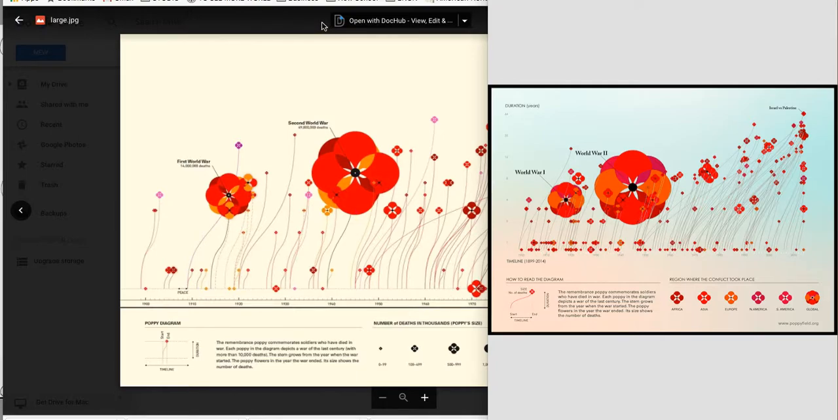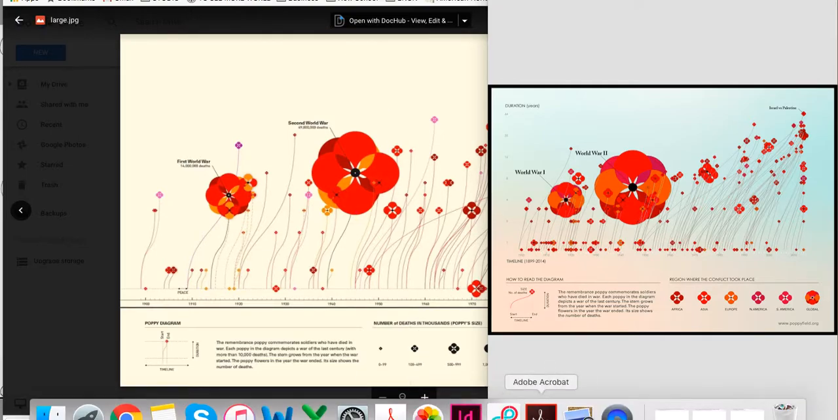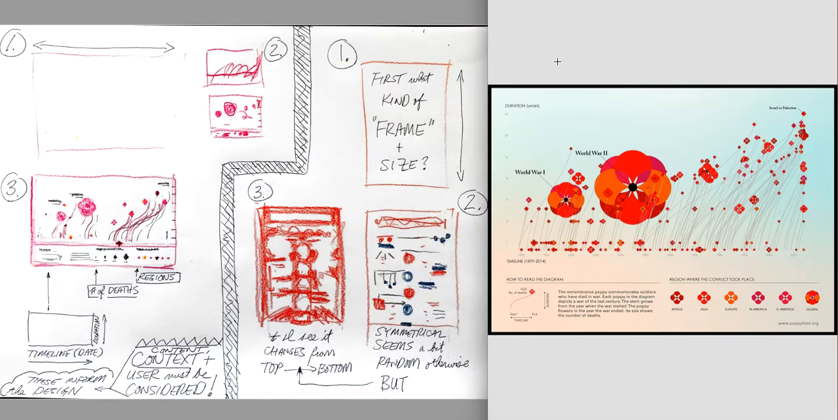But back to these images, which are underneath here, and now I got stuck. There we go. We go back here, you notice that it says down here, the content, the context, and the user must be considered in mapping this information, in this information design. So what that means is the content is what story or elements are you trying to tell? So this is about World War II, deaths during wars and how many people died during those wars.